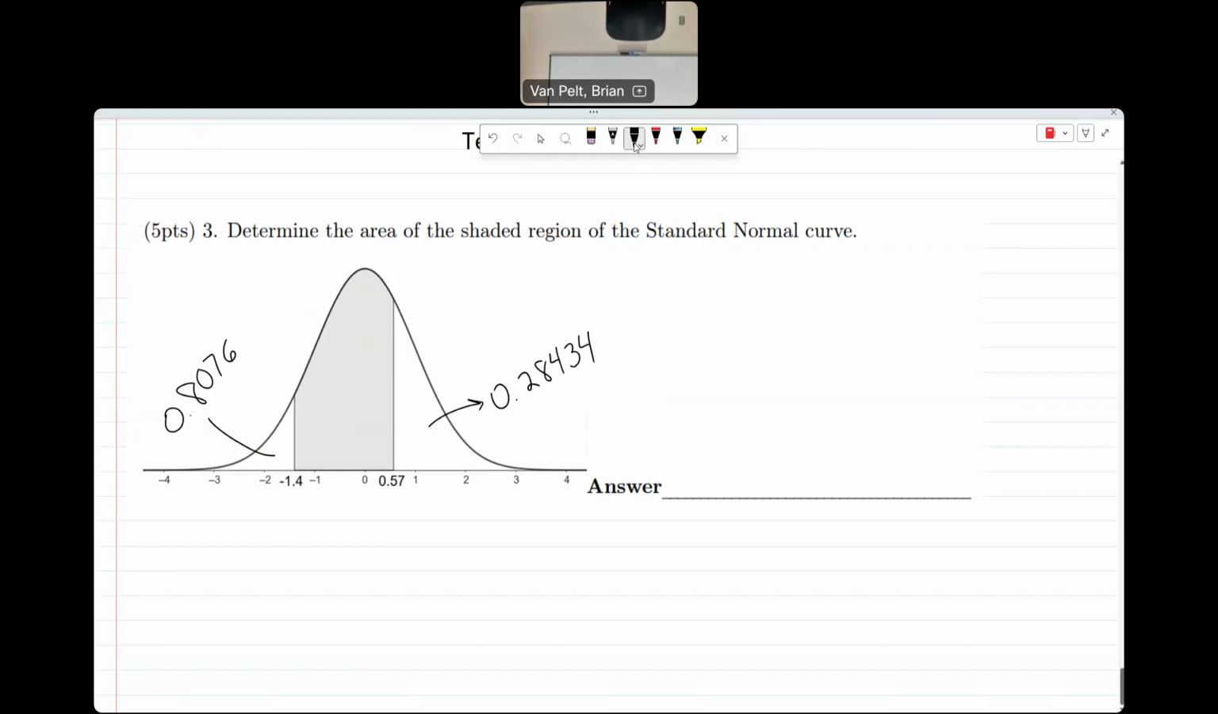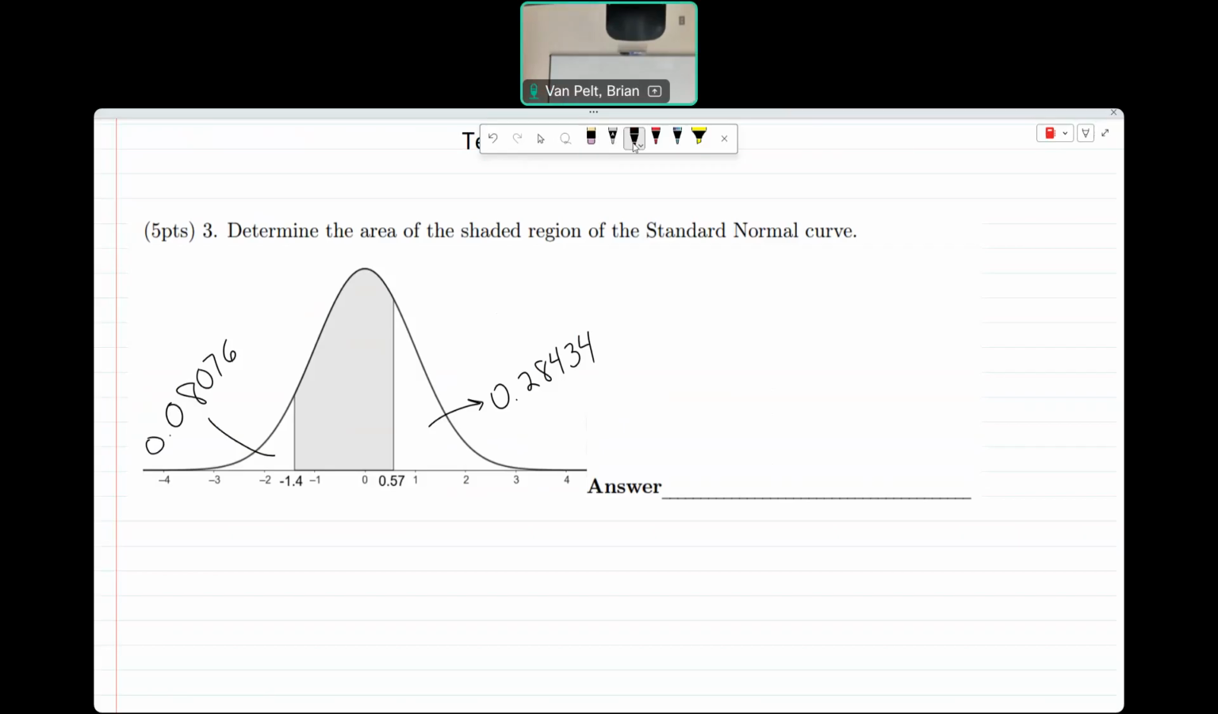So you should be able to get both of these numbers directly from the table. These check out. Oh, I made a mistake. That's a zero. Okay, what do you do now to get the shaded region? Subtract, we'll subtract those from one.